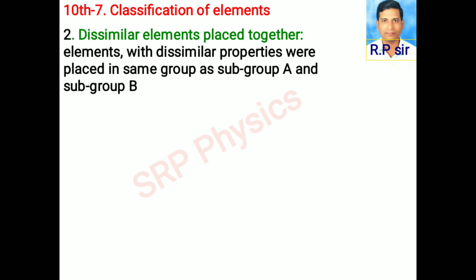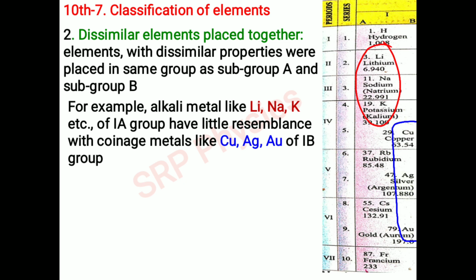Dissimilar elements placed together. Elements with dissimilar properties were placed in the same group as subgroup A and subgroup B. For example, alkali metals like lithium, sodium, potassium, etc. of 1A group have little resemblance with coinage metals like copper, silver, gold of 1B group.